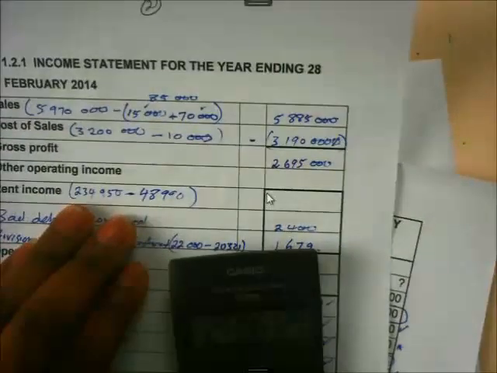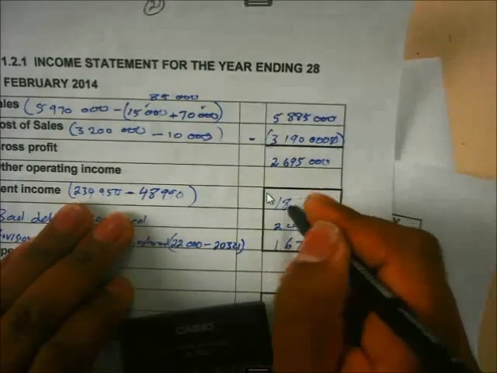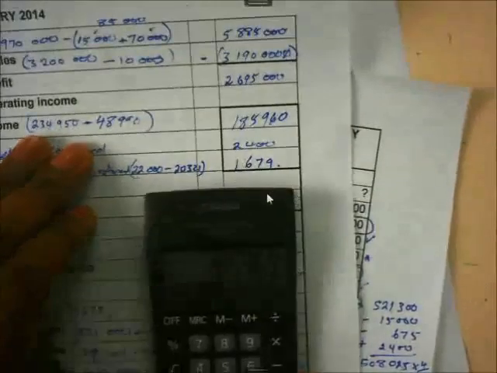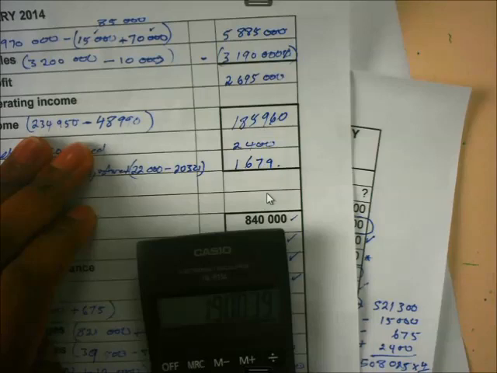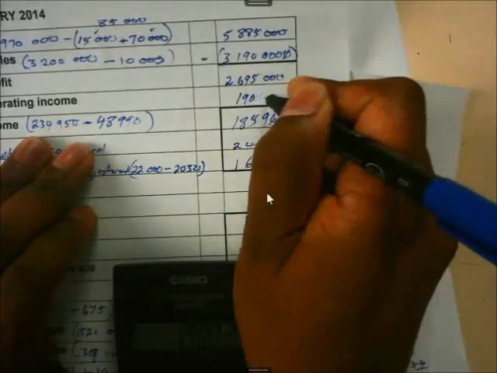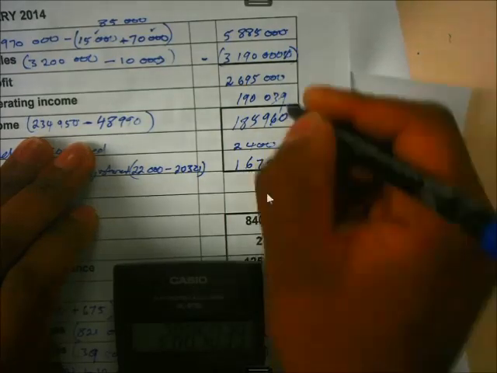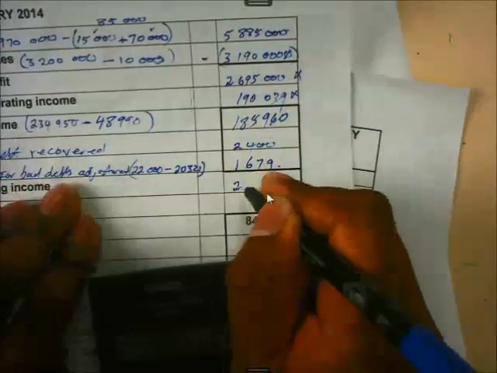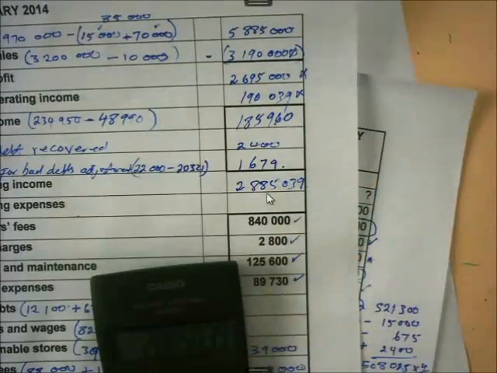Now, what you simply have to do is to get the totals. For rent income, you have 234,950 minus 48,990. That gives you 185,960. And then to that, you add the 2,400. You add the 1,679. It gives you 190,039. That you add the gross profit plus 2,695,000. You add this one plus this one, and they'll give you 2,885,039.